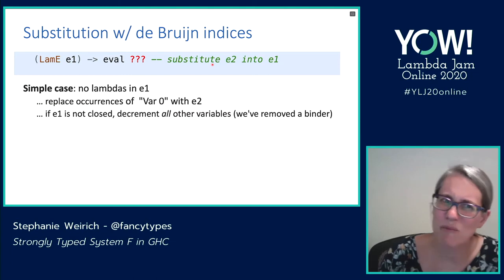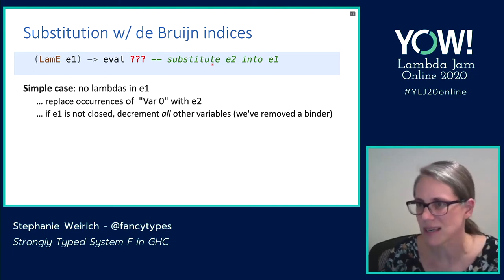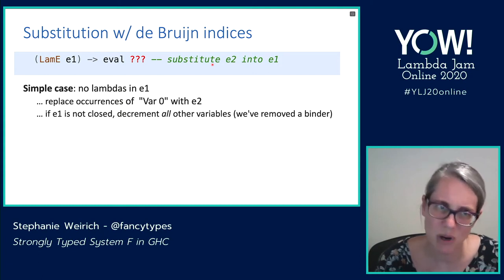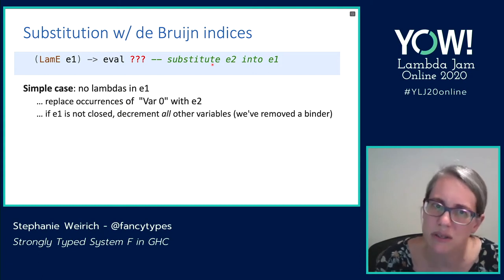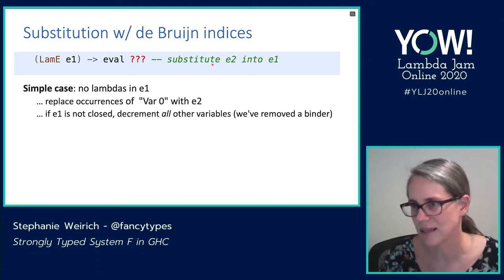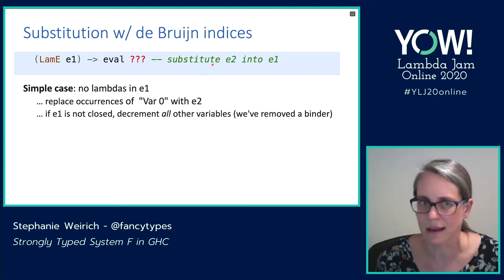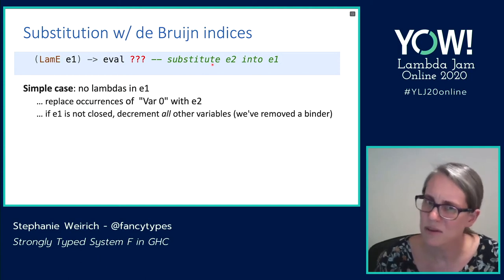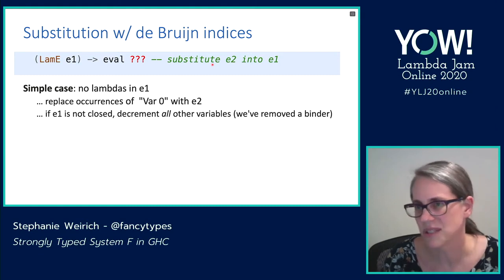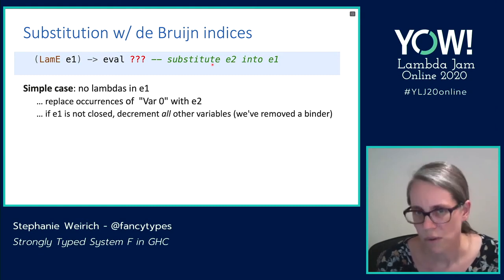Now, let's just think about maybe some simple cases first, and then we'll go a little bit more general, right? So imagine the body of our lambda expression that we're substituting into, E1, doesn't have any nested lambdas inside of it. So this is the simplest case we can think of, right? So if there are no lambdas inside, then we just need to find all the var zeros in there and replace them with E2.